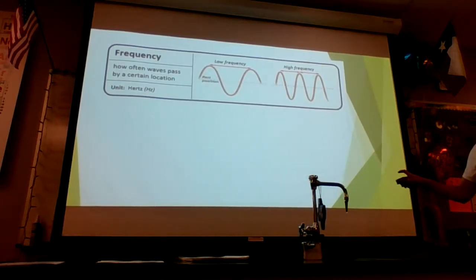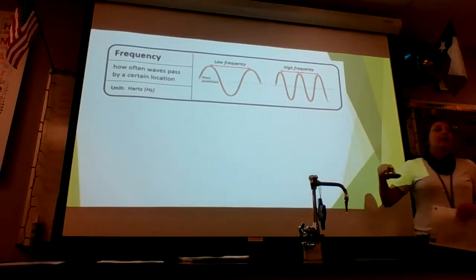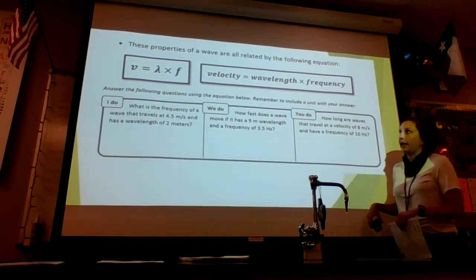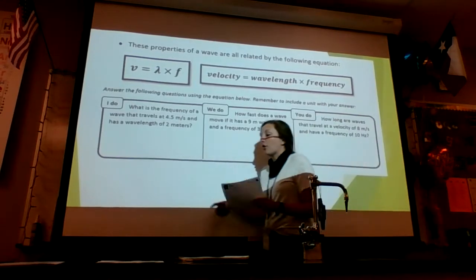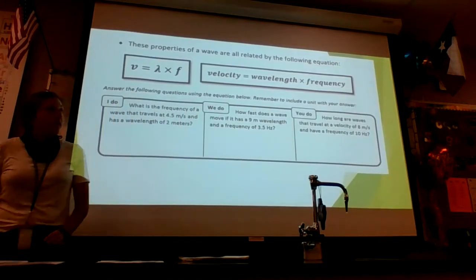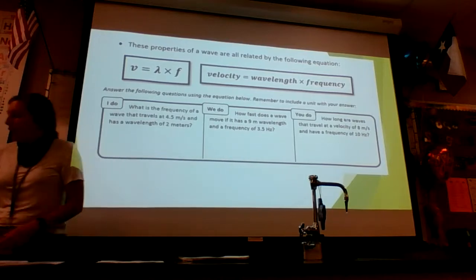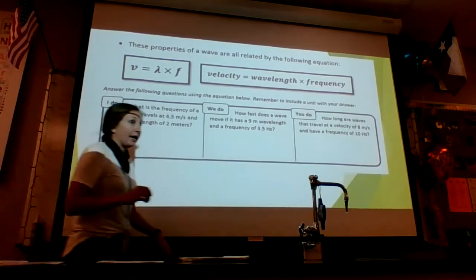Okay, now with these 3 things that we just talked about, velocity, wavelength, and frequency, there's going to be a formula that we're going to use that relates all of them. These properties of waves are all related by the formula. Velocity equals wavelength times frequency. We are going to have a handy dandy triangle for this.